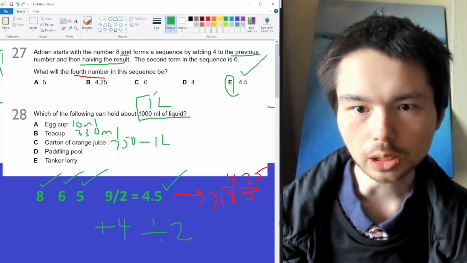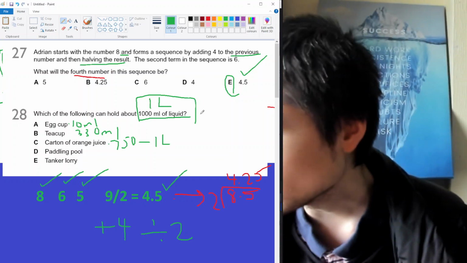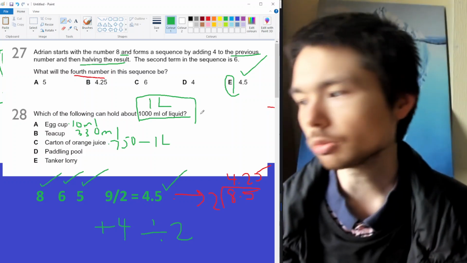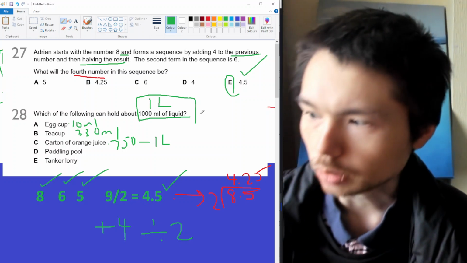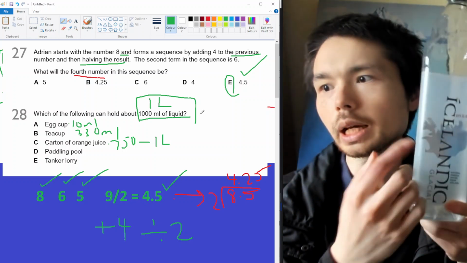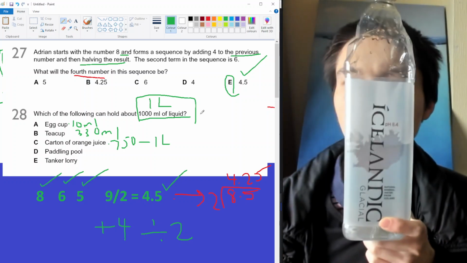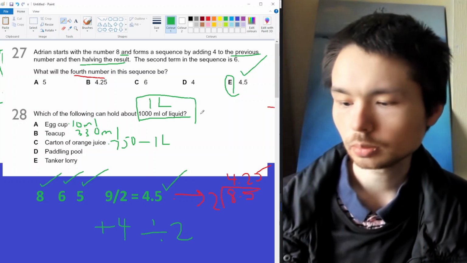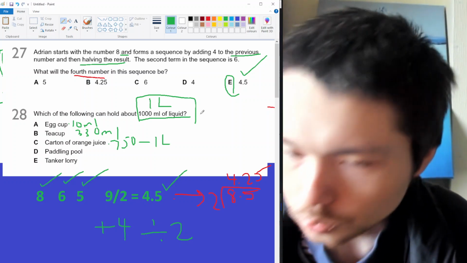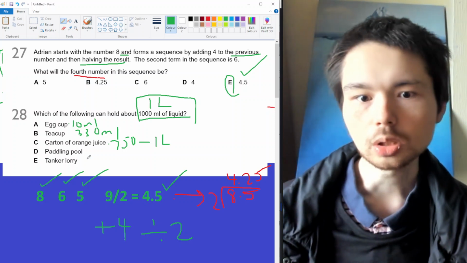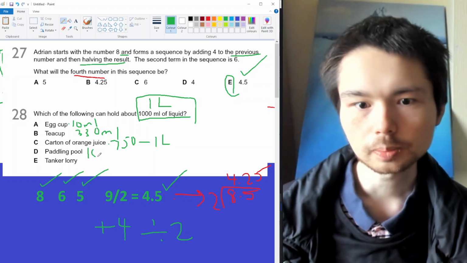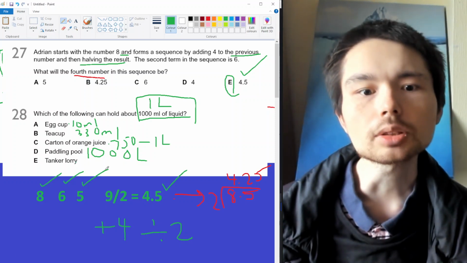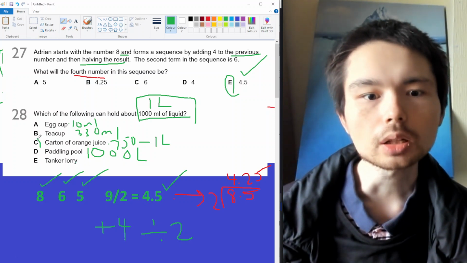Carton of orange juice, could be like 750 to 1 liter. When I saw this question, I thought it is a big bottle of water. That, Buxton here, that's 1.5. This one, delicious water, pH 8.4. Icelandic glacier water, amazing. That is 1.5 litres. Pool, no way, thousands of litres. And a lorry, that's even bigger, I guess. The answer is C.